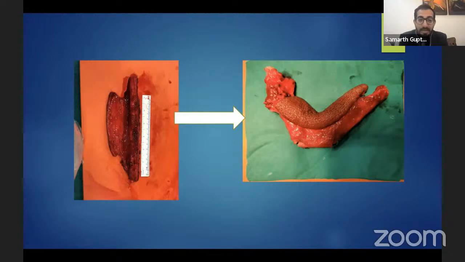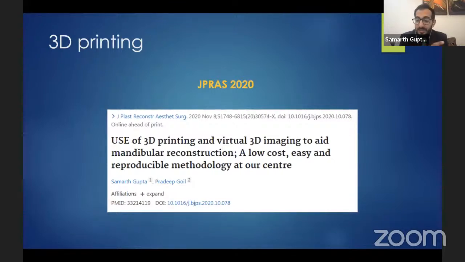And this particular skin island, you can see, is being used to cover the inner mucosal surface. The outer skin is pretty much normal in this patient. And these are the post-operative outcomes. We've also presented and published this paper in the British Journal of Plastic Surgery, that is JPRAS, and you can read this paper online.